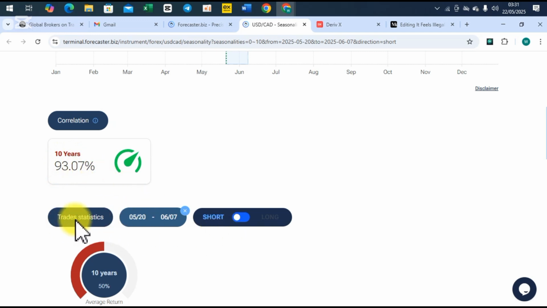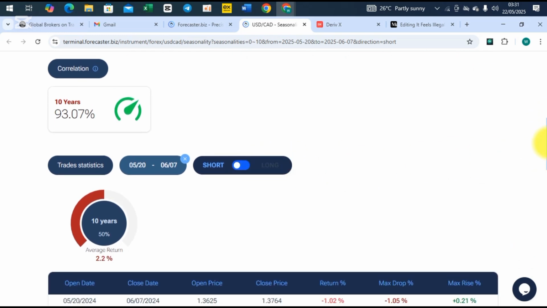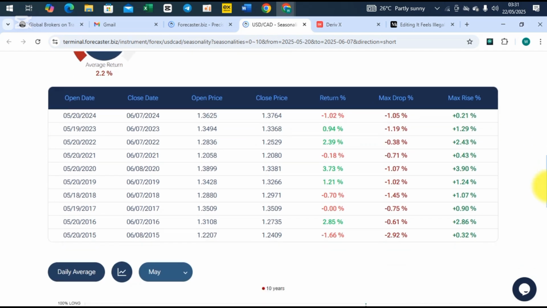If we look at the trade statistics for this 1 month, which is 20th of May to 7th of June, we can see it is a short position. The average return is for 10 years. That sale gave us 2.2%.